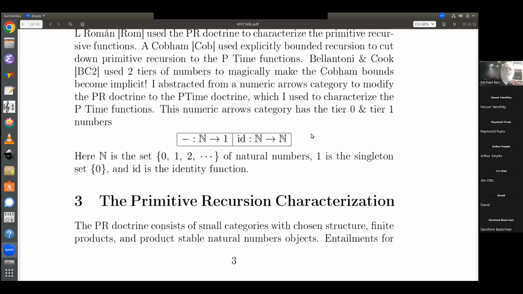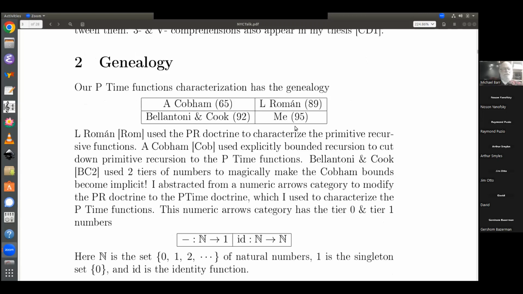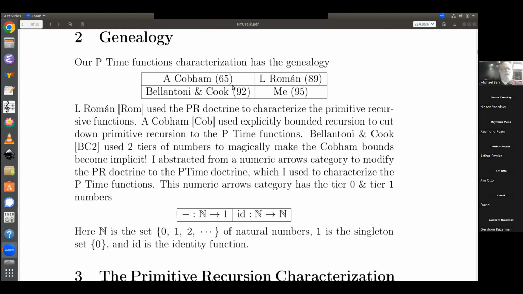The way I came up with the idea of my thesis is I looked at a preprint that I got early on of the Bellantoni-Cook result, and I noticed that they had an unusual way of composing their functions, and it was just num2 composition. It's just composing the commuting squares. Anyway, to get back to this, you had the explicit bounds, implicit bounds, and Leopoldo Román using an initial category and a doctrine to do the characterization, and then I boiled these 2 things together.